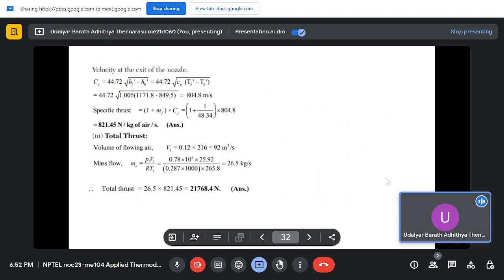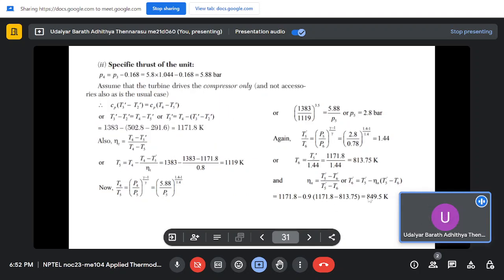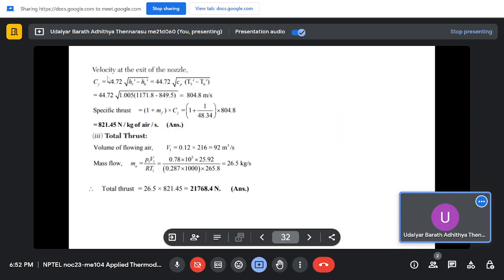So now we have found all the temperatures and pressures required. We know the exit temperature and pressure. So the velocity at the exit of the nozzle, to find that, we need the enthalpy change. So Cj square by 2 equals the change in enthalpy. So we can find the jet velocity from there. Simplifying the values, it will come out to be 44.72 root of (h5 dash minus h6 dash).